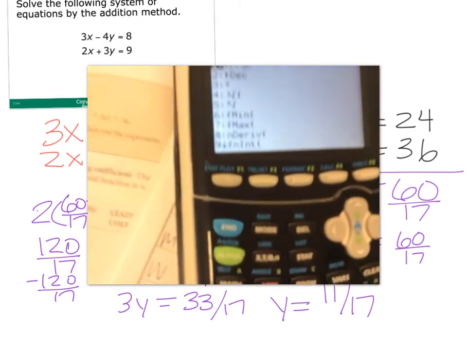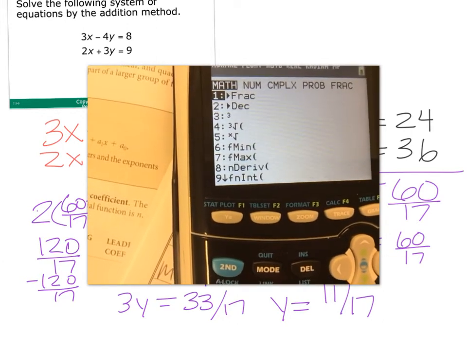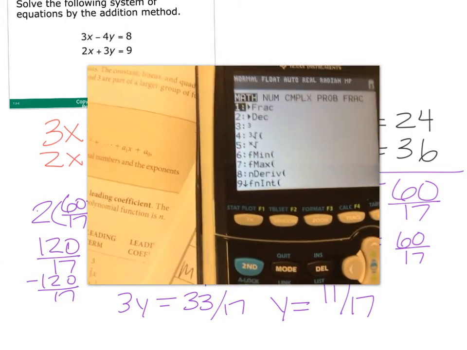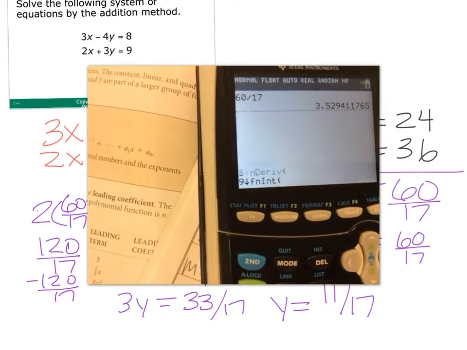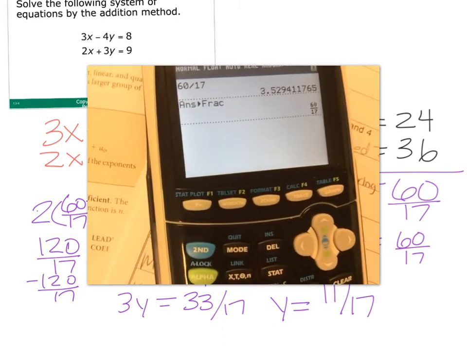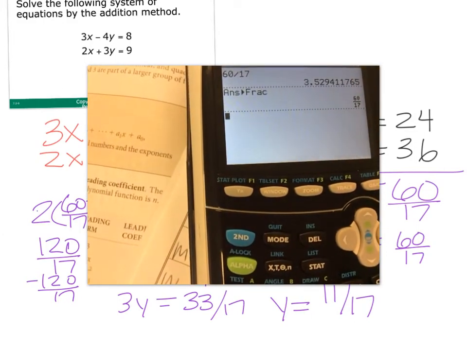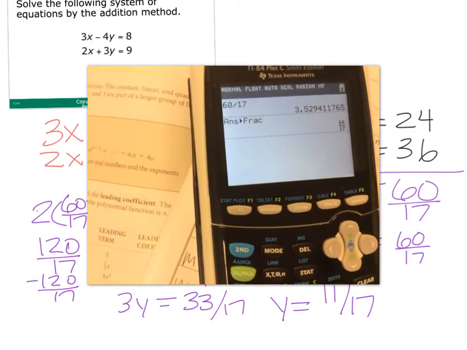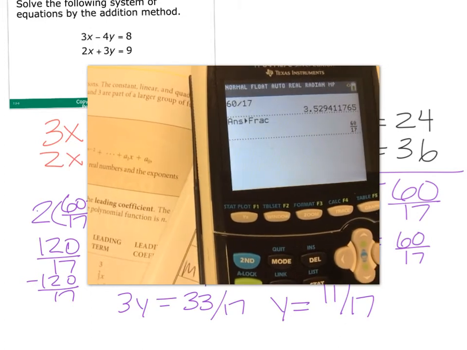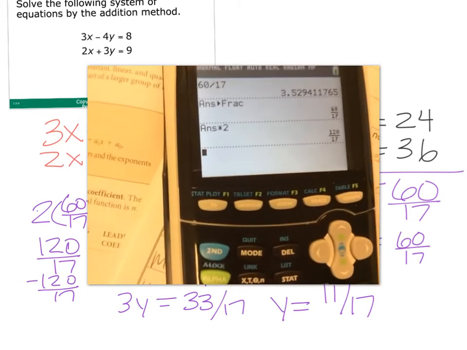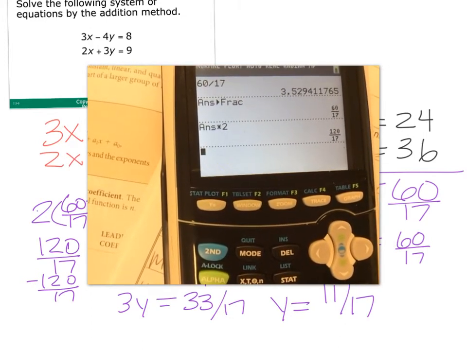And then if you notice option 1, it says frac. That's what you want. So select option 1, hit enter again, and it'll turn you into a fraction. Now, we had to do 2 times 60 over 17. So once it's in there, you can just hit times 2. And if you have the updated version of the calculator, it'll keep it in there for you. So that's our 120 over 17.